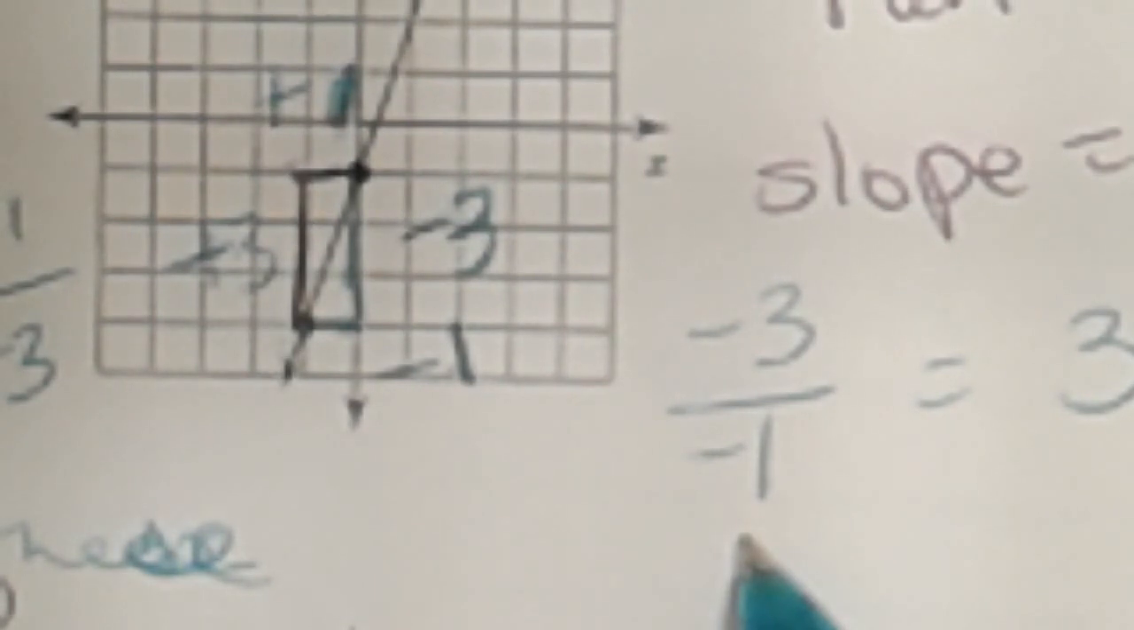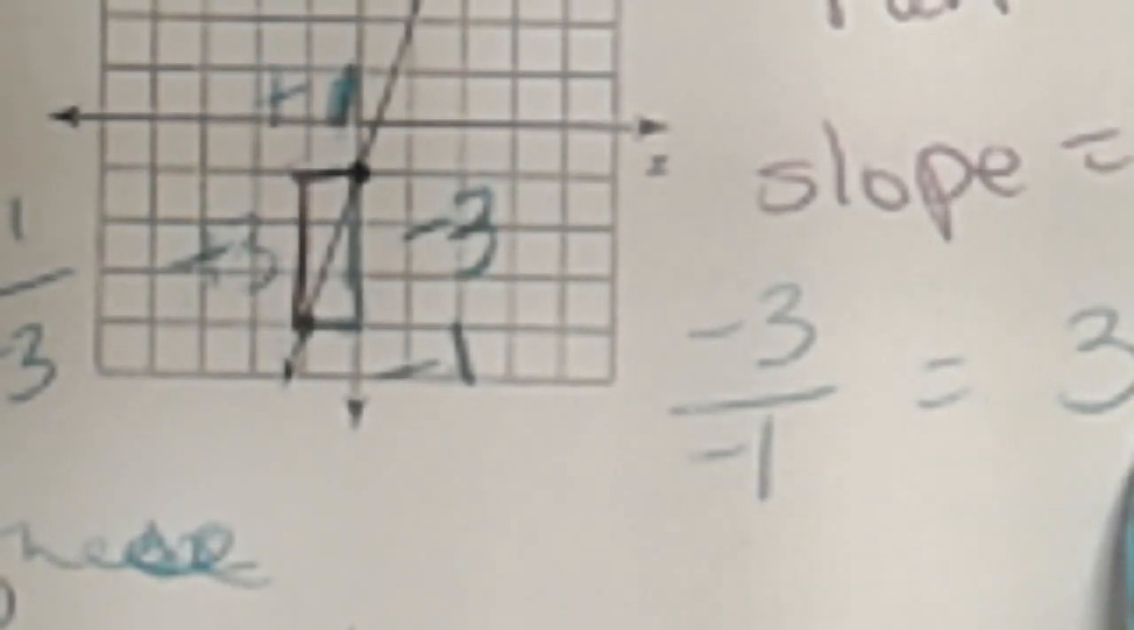And then I had to go to the left. Going to the left is what type of motion? Good, it's a negative motion. So it's a negative 1. So we have negative 3 over negative 1. And if I simplify that, negative divided by negative is a positive.